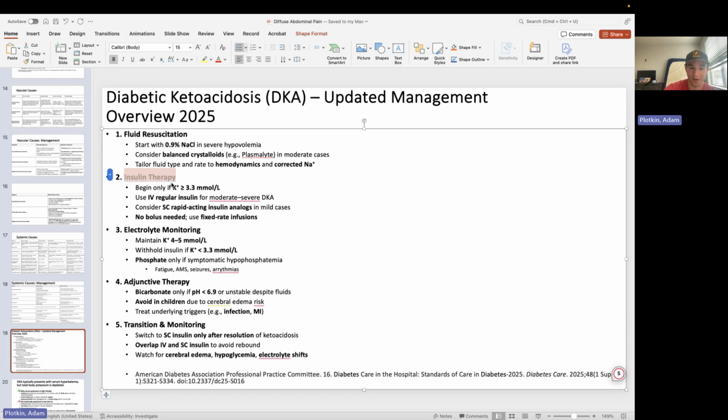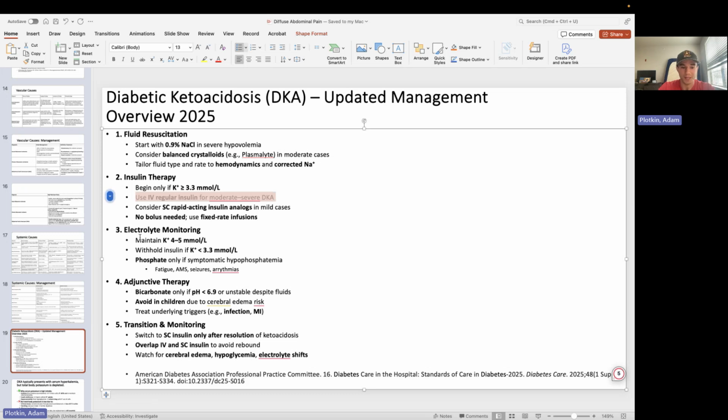Then we're going to start insulin therapy. We only begin the insulin if their potassium is greater than 3.3. We're going to use IV regular insulin. This is a classic USMLE Step 1 question: which insulin do we give? We give regular insulin because it can be given via IV. We can consider some subcutaneous rapid-acting insulin analogs if it's mild. But again, the right answer on board exams is going to be IV regular insulin.